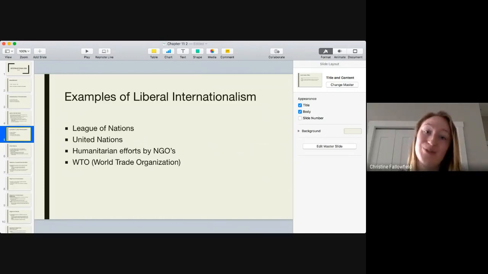The United Nations, which is the organization that came after the League of Nations, was very positive overall. We'll talk about this a little bit more, and you'll see a little bit more in the assignment that's coming up for you. The United Nations exists to promote that mutual understanding, the benefits to all members, the communication, collaboration, and cooperation that liberal internationalism is founded on. We also see that NGOs, non-governmental organizations that highlight humanitarian efforts, are great examples of liberal internationalism.